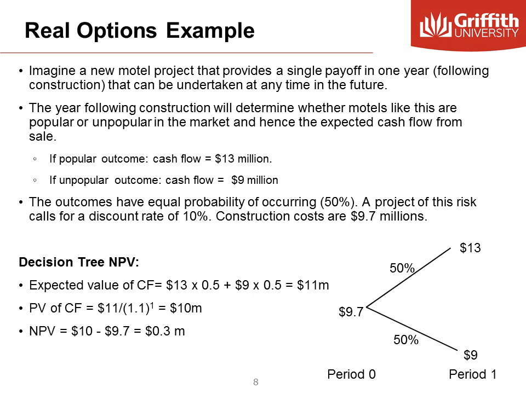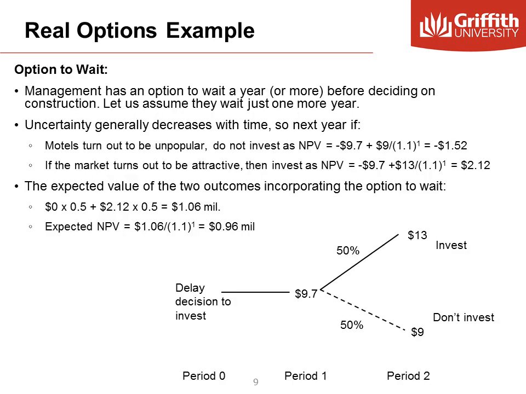We see this approach deals with the risk and timing of cash flow, but it does not deal with the management's ability to time its decisions to take advantage of the risky cash flows. In fact, management has the option to wait a year or more before deciding on construction. Let's assume the management just waits 1 more year.